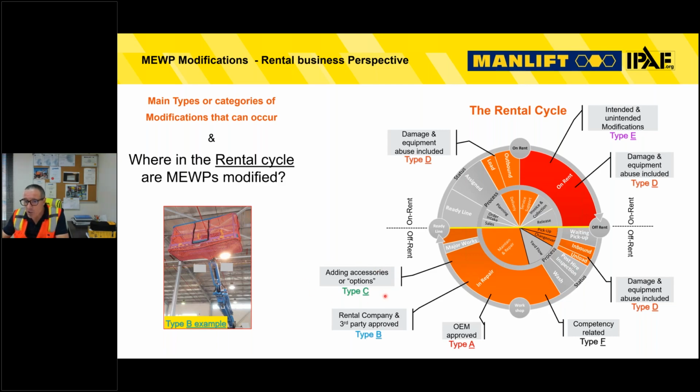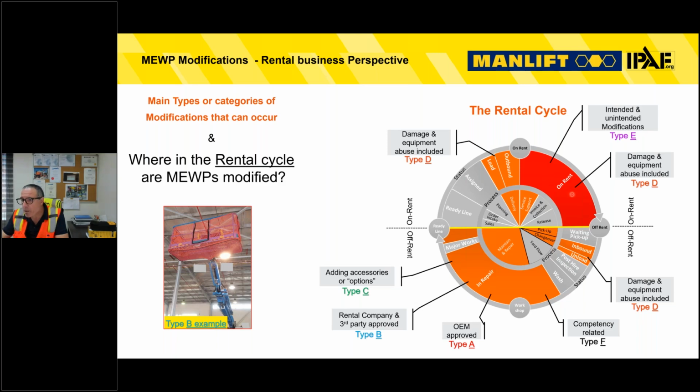And again, as I mentioned before, we can have type C in the off-rent part of the rental cycle where we add accessories or options to MEWPs in the workshop. Okay, now above the yellow line, on rent, what happens here? Again, when the machines are outbound from the rental depot, they can be damaged for the same reason I mentioned before, maybe tied down too tightly, with too much force, or an incorrect tie down method used, and that can damage the equipment, and that's an unsafe modification.